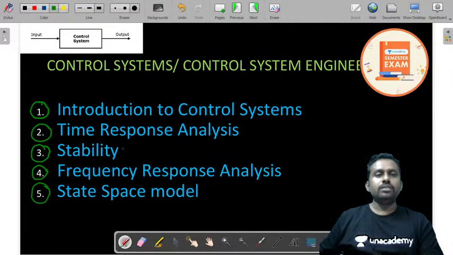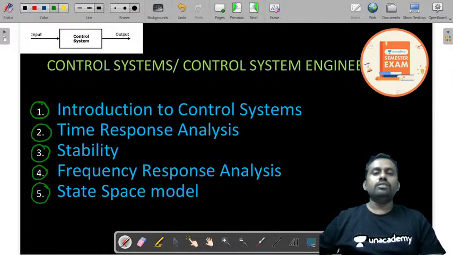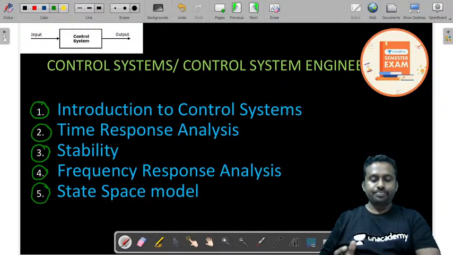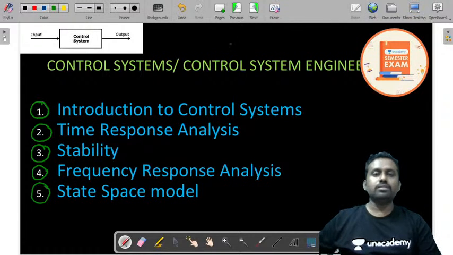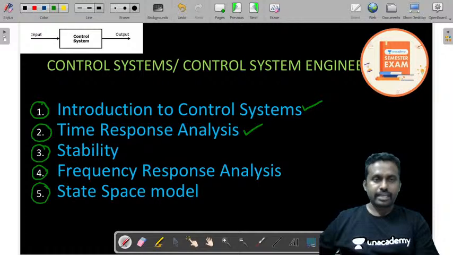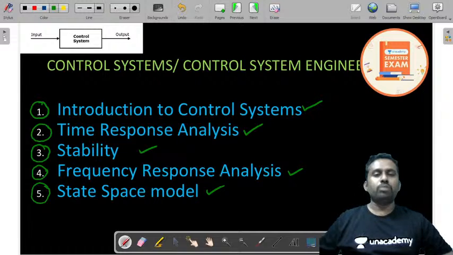So once again, I'd like to tell you the chapter-wise topics that are a part of control systems: introduction to control systems, time response analysis, stability analysis, frequency response analysis, and state space modeling. These are the concepts that we will be discussing in this crash course of control system engineering.